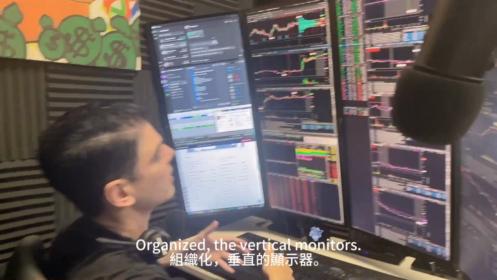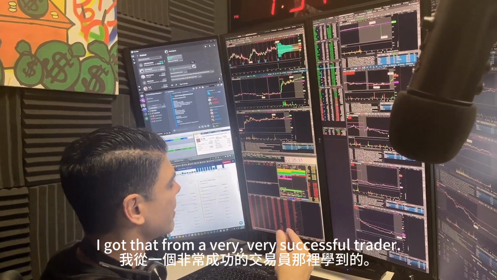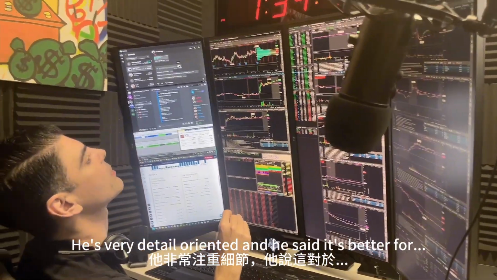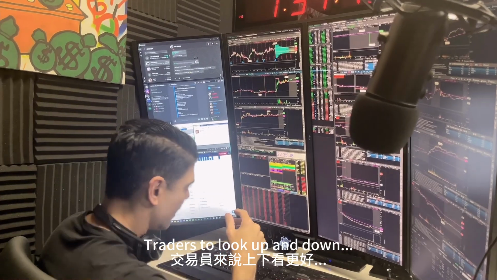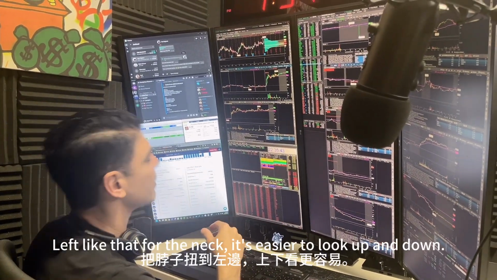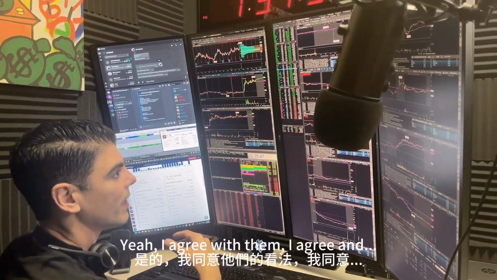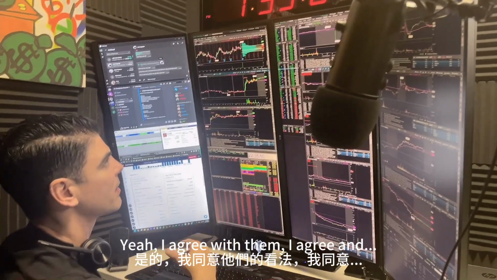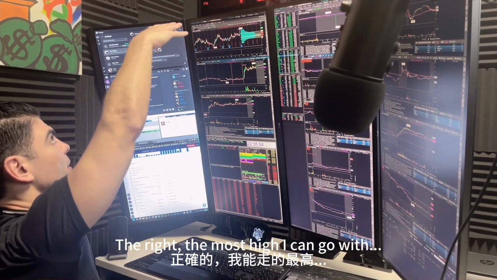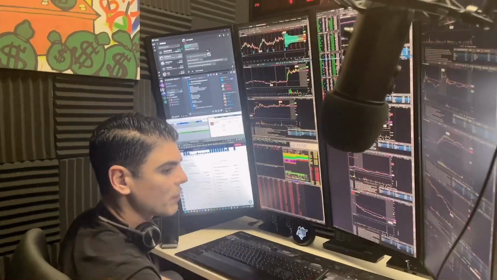And the vertical monitors. I got that from a very successful trader. He's very detail oriented, and he said it's better for traders to look up and down rather than left and right, for the neck. It's easier to look up and down, like the scan. I see. So yeah, I agree with him. I think this is the highest it can go. Too high and I have to stand up. So it's just perfect the way it is. But yeah, that's about it.